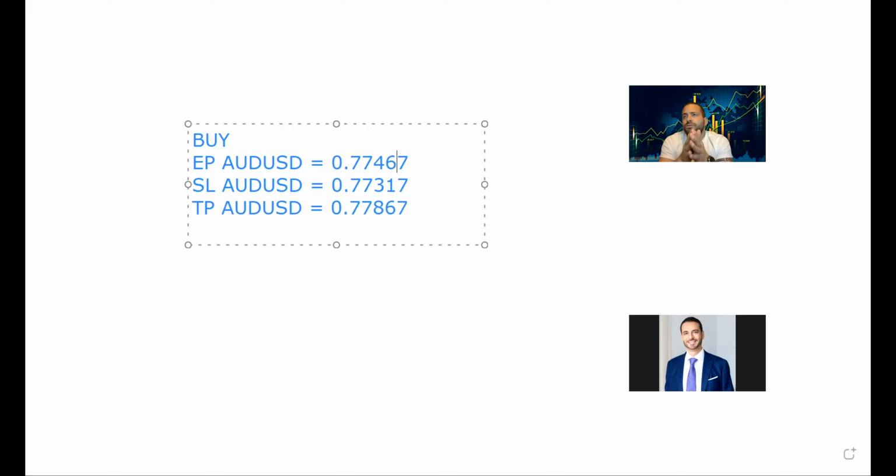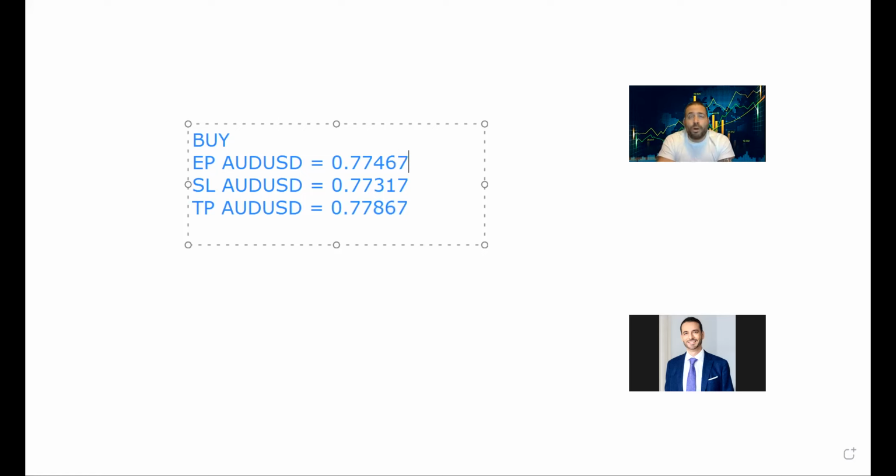The same is true if we're selling, okay? So if we sell, we just flip everything on its head. If we're selling, the stop loss will be higher in price than our entry, and our take profit will be lower in price than our entry. So I hope that makes sense and we don't need to dwell on it too much.